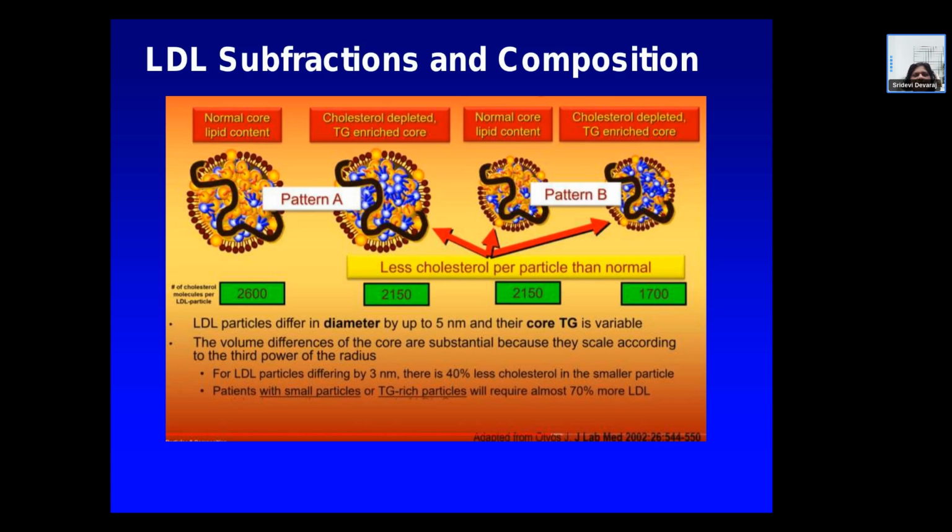So here are the LDL subfractions. I'm not going to go into much detail, except that the core TG is variable. So when there's more small dense LDL or triglyceride-rich particles, so you have your pattern B subfractions as well as your pattern A. The more pattern B, the worse off you are in terms of your risk.